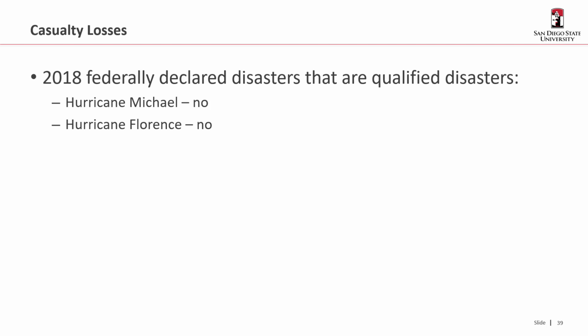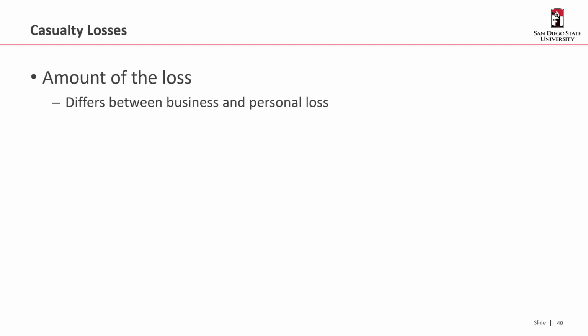Okay, so far in 2018, we had a couple of pretty serious hurricanes. Recall, one was in North Carolina, one was down in the Florida Panhandle. Congress took no action in 2018. Since we are deep into the 2018 filing season, it would appear that no action is going to be taken. And so although they are federally declared disasters, they are not qualified disasters. So as a result, the 10% AGI rules apply to those.